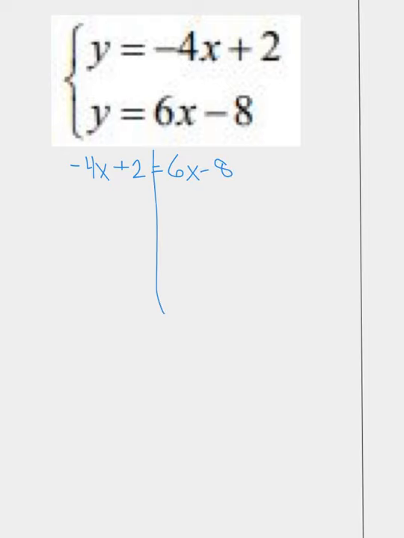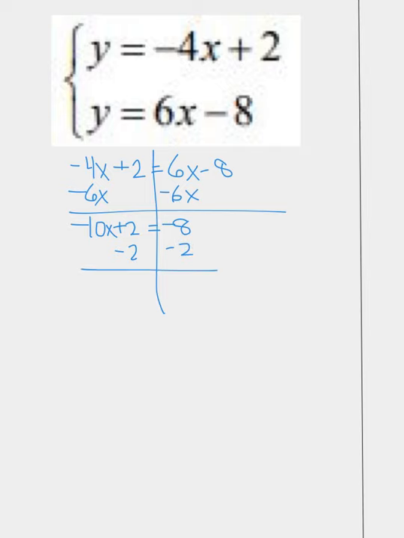I'm going to move my x term to the left by canceling it out on the right. Subtract 6x, subtract 6x. That leaves me with negative 10x plus 2 equals negative 8. Now I'll subtract 2 on each side. So negative 10x equals negative 10. Divide both sides by negative 10. And x equals 1. So I have an x value of 1.